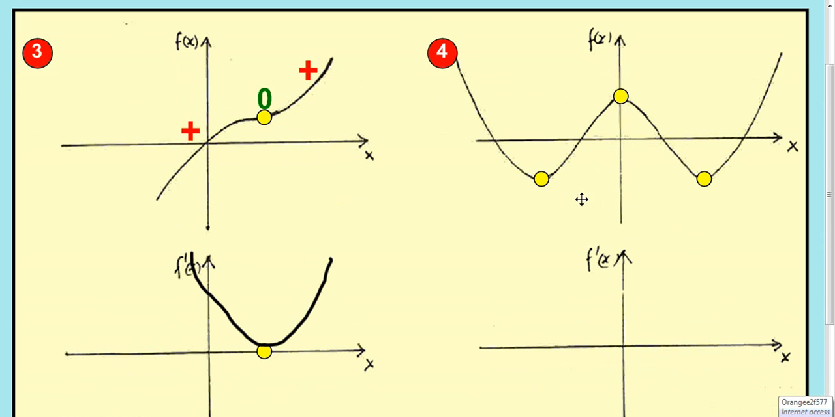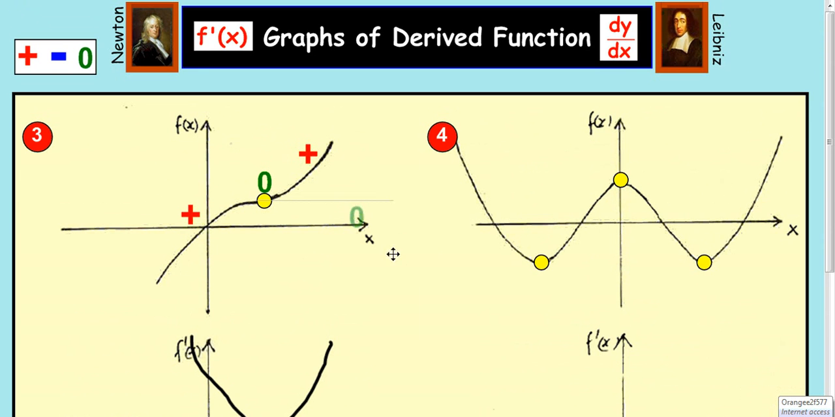Okay, question 4. Again, these are our roots. So if we mark in our zeros here, that's where the gradient is 0. Before this, we have a negative gradient going down the way. We then have a positive gradient, this line's going up the way. Then we have a negative gradient, and then a positive gradient.